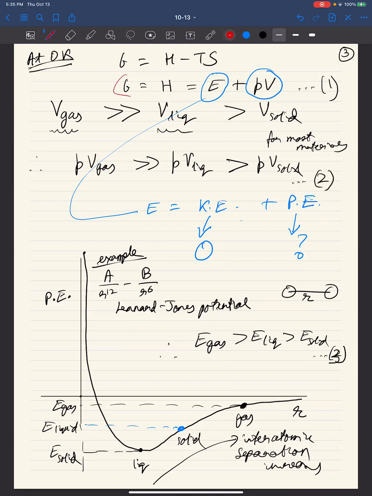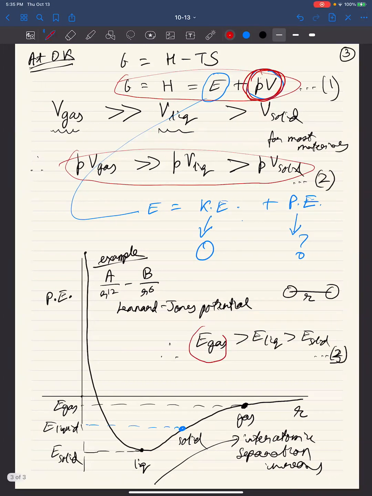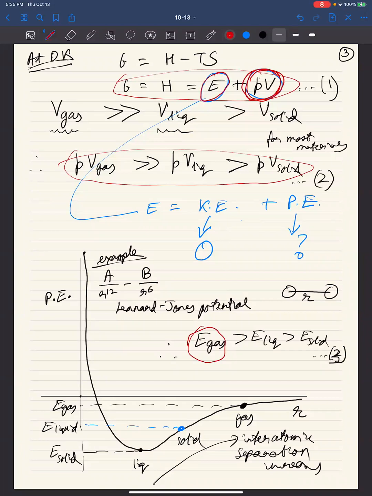So if you think about G is equal to E plus PV, you see that PV gas is more than PV liquid. So this part is highest for gas, the PV part. And we just showed that the E part is also highest for gas. So together we can say that G gas is more than G liquid is more than G solid at 0 Kelvin, right? So hopefully I've given you some intuition using G that at 0 Kelvin, since there is no entropy, G is equal to H, there is no TS term, and G is highest for gas.